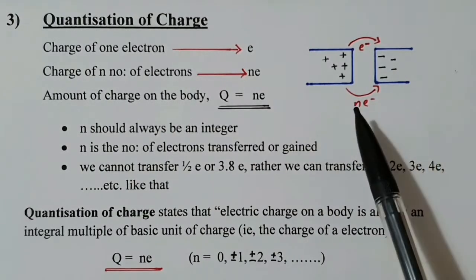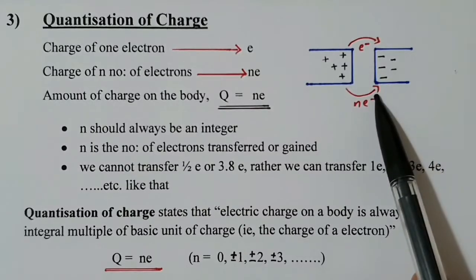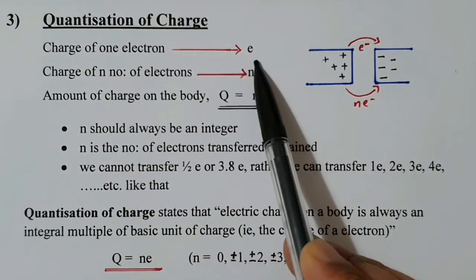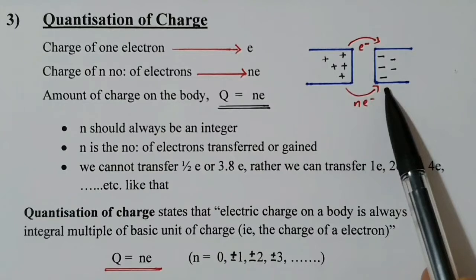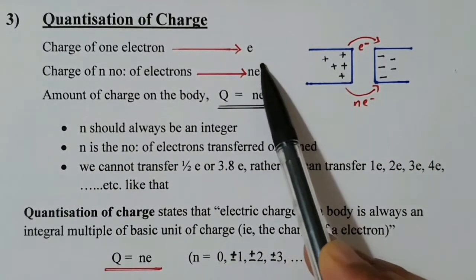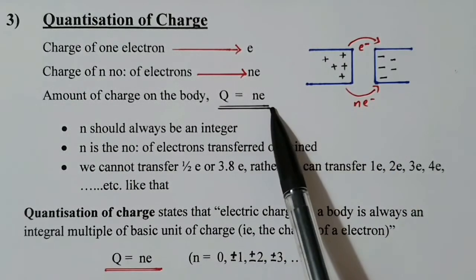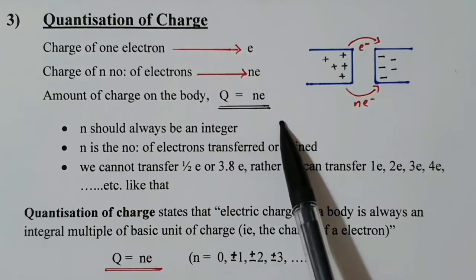Now, who carries the charge? The answer is electron carries the charge. The charge of one electron is e. If n number of electrons are transferred, then this is n into e. This is the amount of charge on the body, and it is denoted by Q is equal to n into e. n is always an integer.